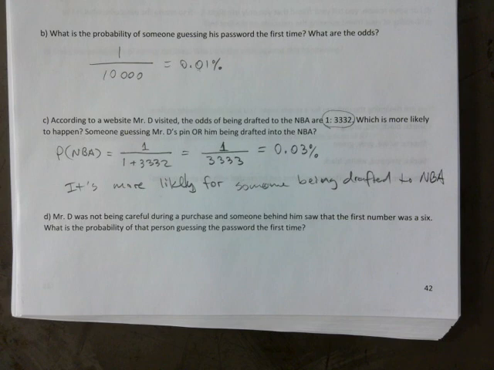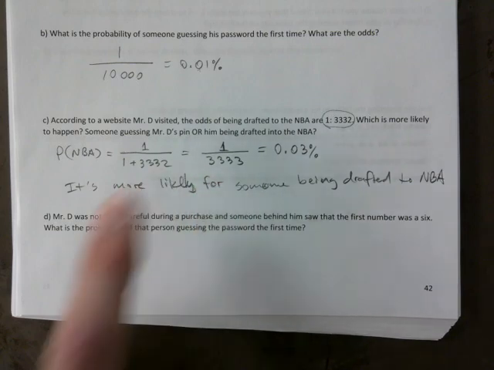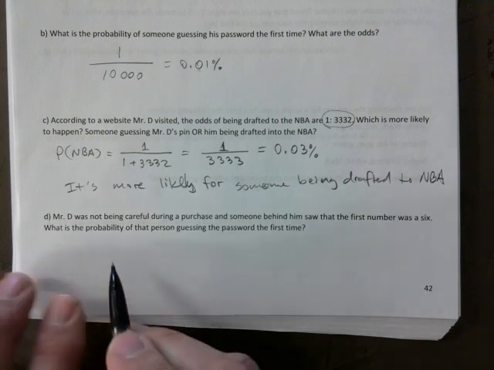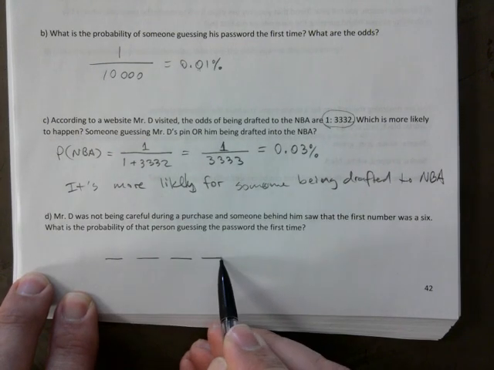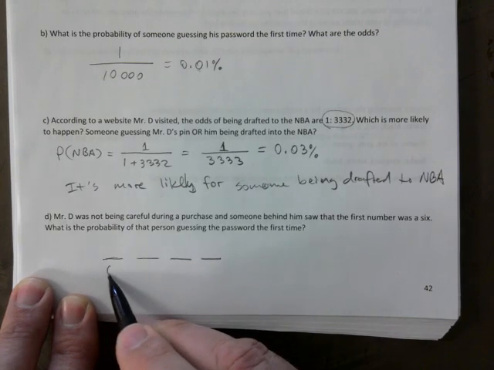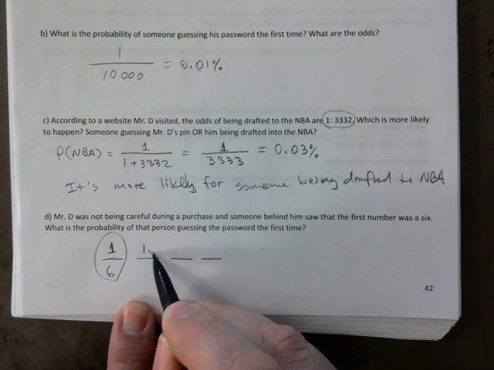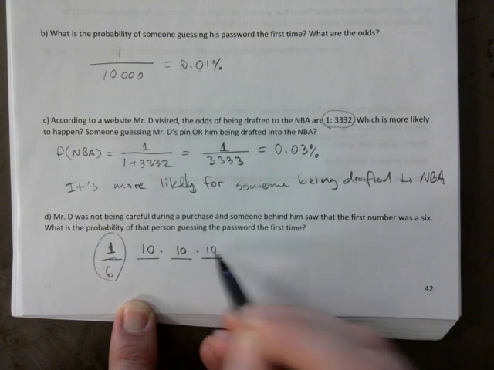So I was just trying to come up with realistic scenarios here, that one not being one of them. But here, Mr. D was not being careful during a purchase, and someone behind him saw that the first number was a 6. What's the probability that a person can guess it now? It's still small, but let's go through this. This is my password, right? The first number is a 6. That person knows it, so there's only one chance for that option. This is taken, this is gone. So technically, that person only has to guess the 3 remaining digits.